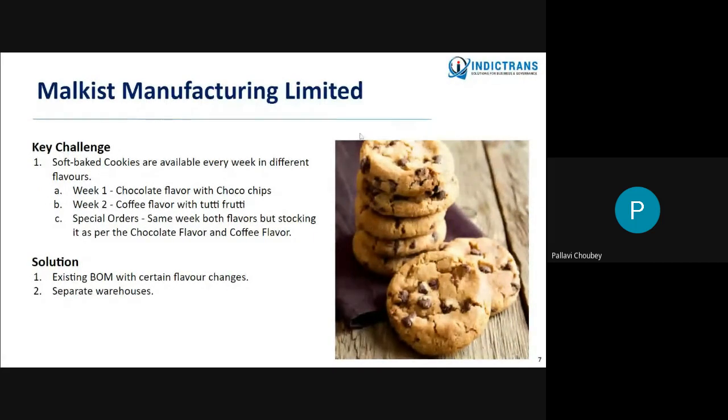So as you can see that they are known for making soft baked cookies. Now, the thing is that they have weekly flavor. So on week one, they either have chocolate flavor with choco chips. And in week two, they have a coffee flavor with tutti frutti. And in some days, they have special orders where they manufacture both of the items simultaneously. Now, what we have done is that we have created the BOM for the soft baked cookies, but according to the week's flavor, we manufacture the item. So I'll show you the demo for that.